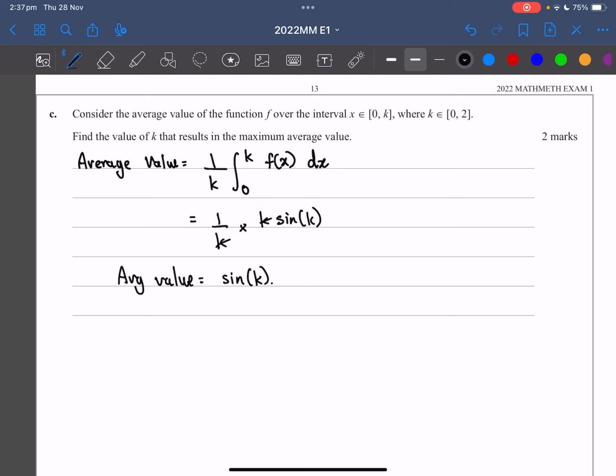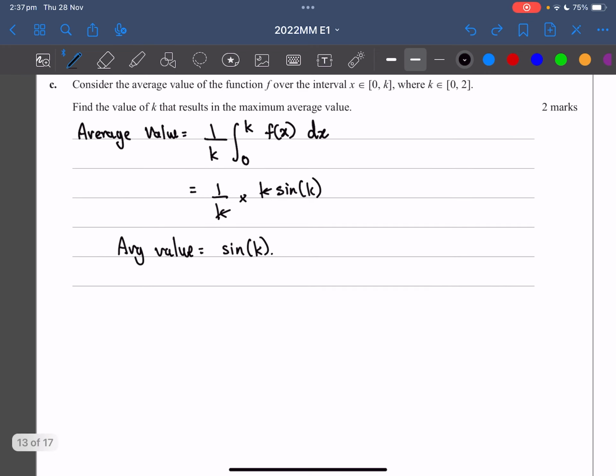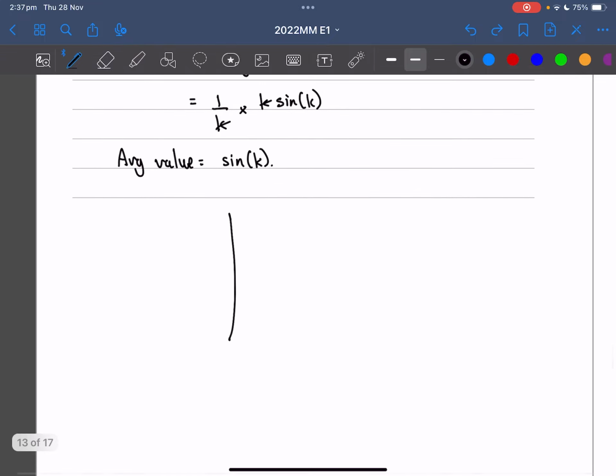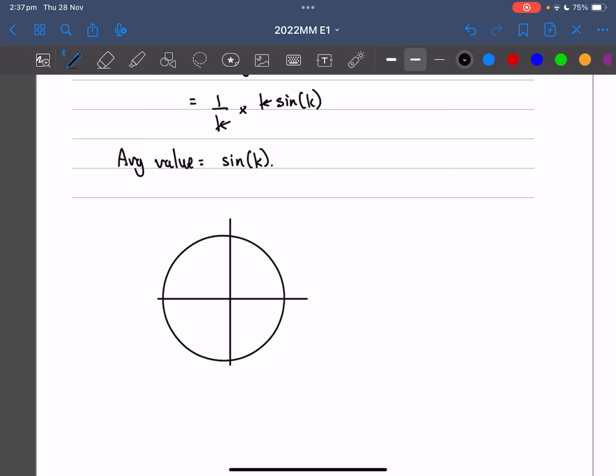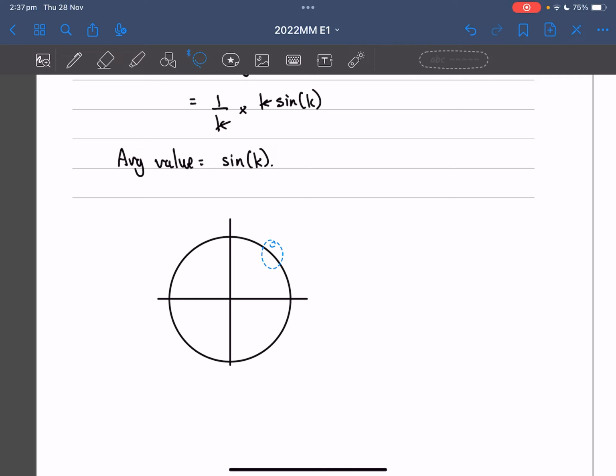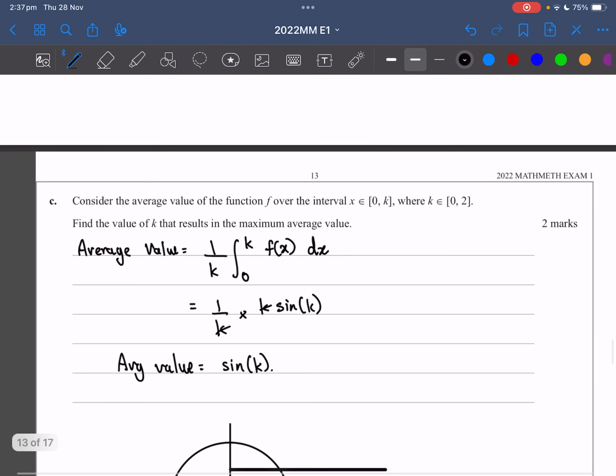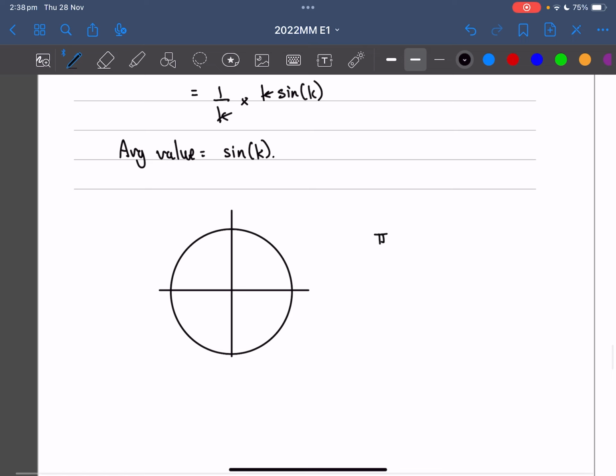And we have to find the maximum of that, and k is between this range. So there are 2 ways of finding the maximum value. I'll go through both. I'll do the method I like first, personally. So let's draw a unit circle, okay? Alright, so we have the unit circle. Now our k value can be from 0 to 2. So what is the region? We know that pi is going to be 3.14, right? So pi is here, and our region has to be somewhere here.